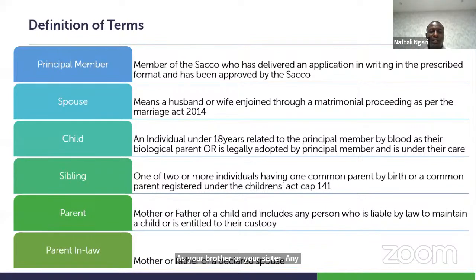Any parent who is registered or recognized by a court of law to be taking care of a child, again, you can nominate that particular child as your sibling.